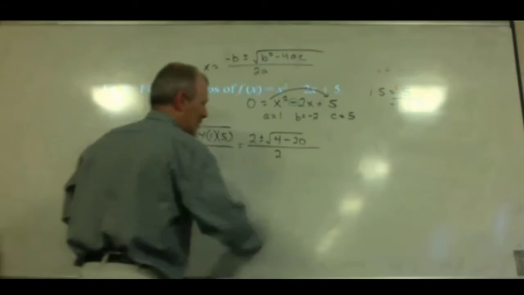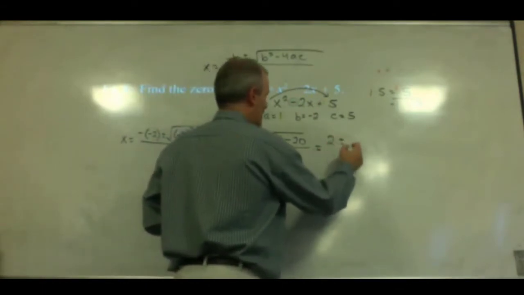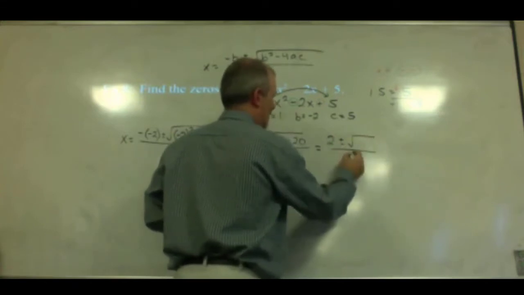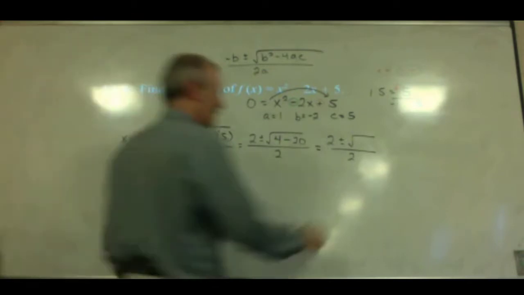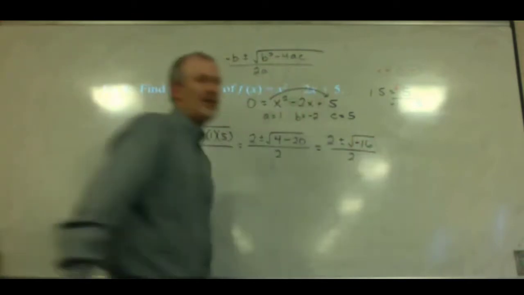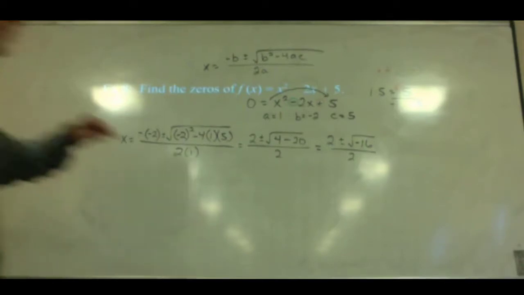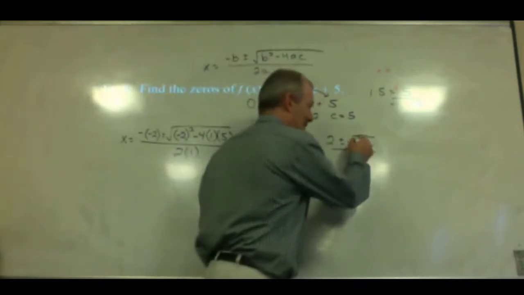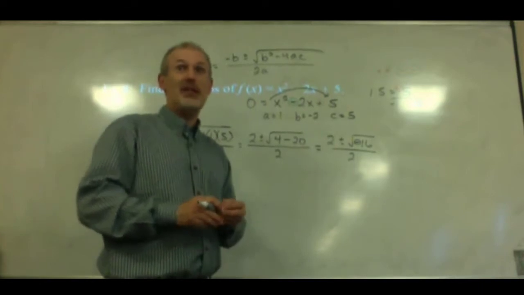All right, let's keep simplifying. We have 2 plus or minus the square root of. What is 4 minus 20? Negative 16. We have not seen one of these yet looking for zeros. Does that make sense? Because it's always been positive in there so far. But now we can deal with it, right? So what do we do because of this negative? It's an i, right? Remember the negative inside the radical is an i?